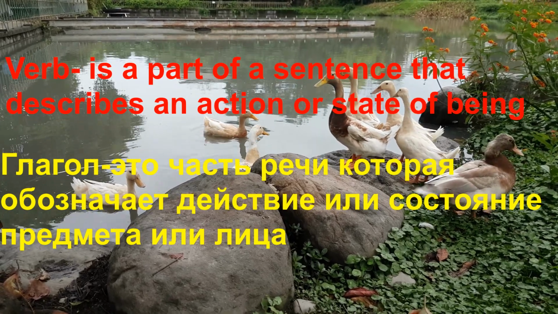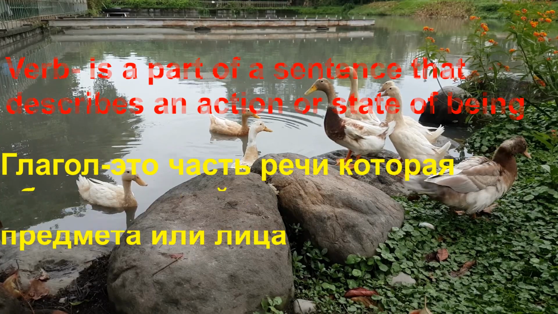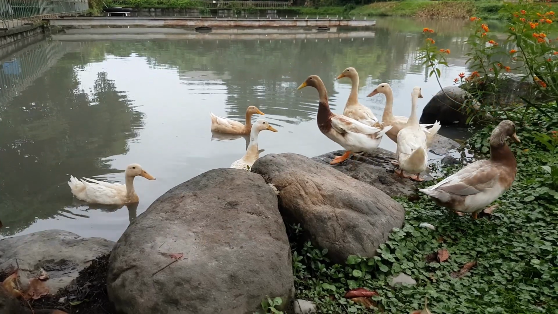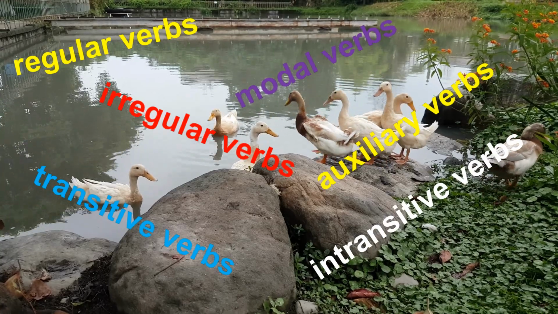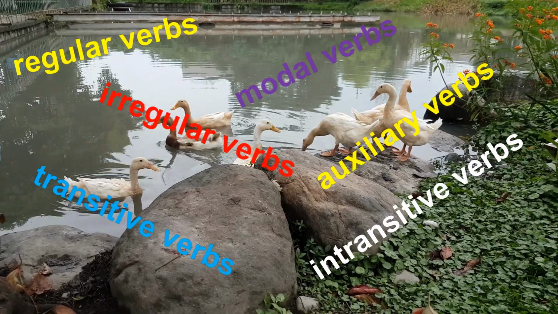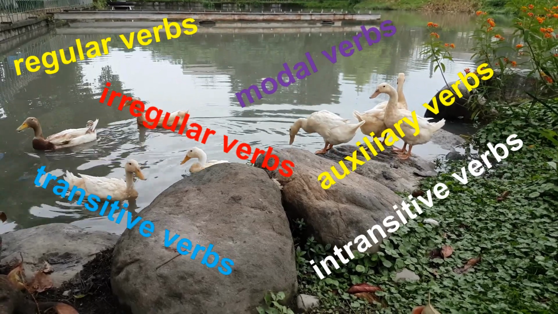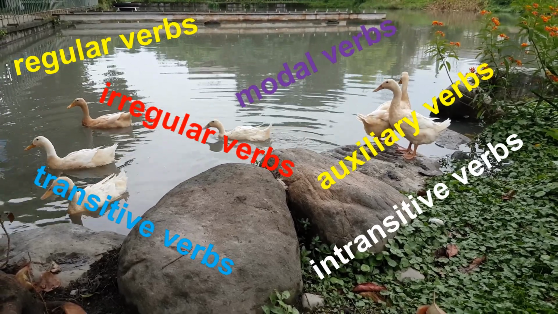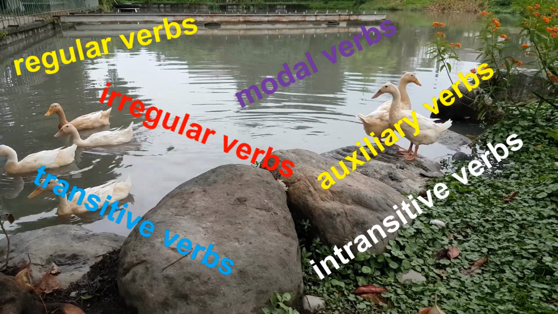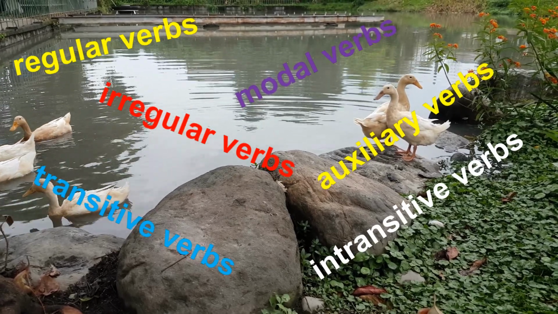As we know, there are many types of verbs in English language, like regular verbs, irregular verbs, modal verbs, transitive verbs, intransitive verbs, stative verbs, auxiliary verbs, and so on and so forth. But in today's episode, we'll take a look at some of these verbs, because we will not take all of the verbs. All types of the verbs, I mean.